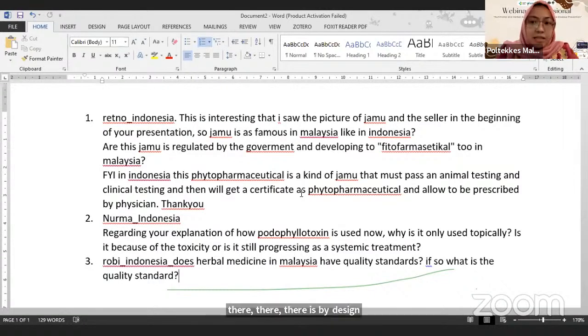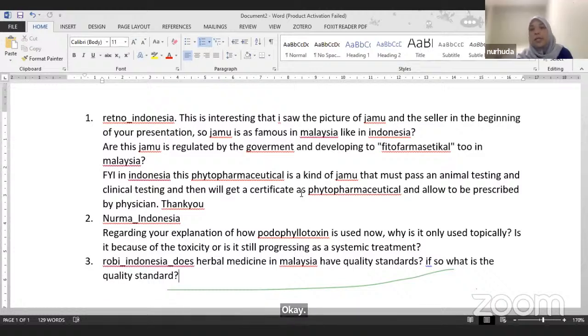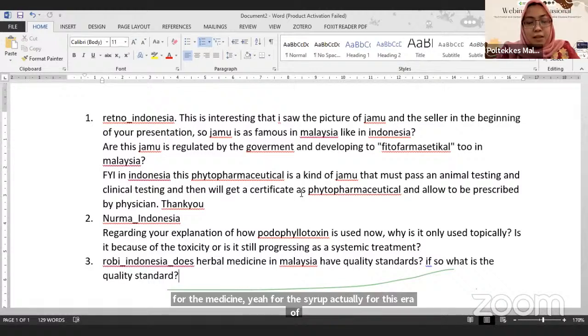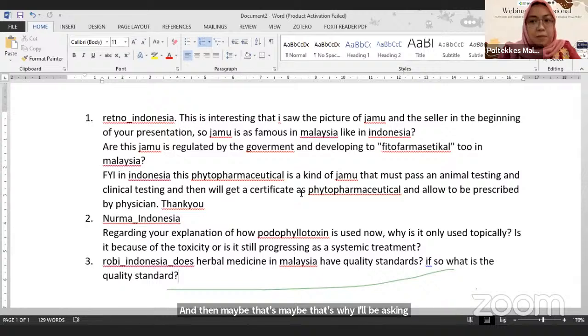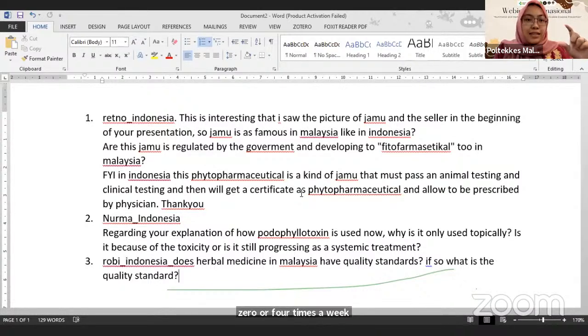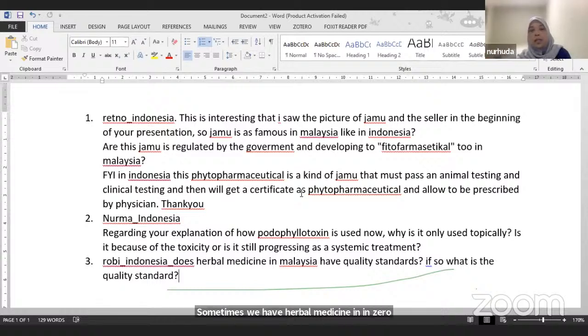There is medicine that uses, what is it? Illegal solvent? Yeah, solvent for the medicine, for the syrup, actually. And then maybe that's why Robbie is asking: does Malaysia have a standard for the solvent that has to be used for the syrup or for herbal medicine, because sometimes we have herbal medicine in syrup. Yeah, right. I understand. Okay.